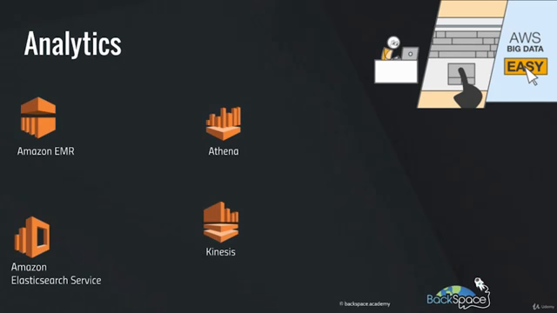Amazon Kinesis allows you to collect, process, and analyze real-time streaming data. Amazon QuickSight is a business intelligence reporting tool similar to Tableau, or if you're a Java programmer, similar to BIRT, and is fully managed by AWS.